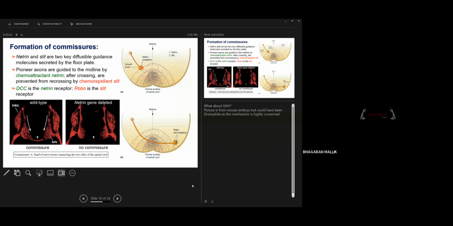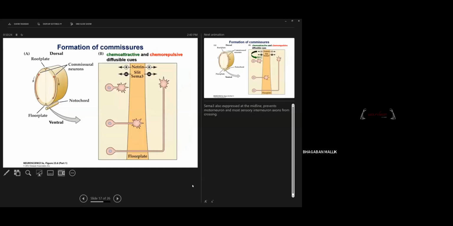So the positive signal, the netrin-DCC interaction or the Slit-Robo interaction, is essential for formation of this commissure, the joining of these two halves of the spinal cord. So either it is negative or positive, you require this kind of diffusible chemoattractant or chemorepellent for formation of the commissure, and this happens because of the axon guidance. Because the axon is guided depending upon the signals, either the Slit signal for the Robo or the netrin signal for the DCC receptor. Okay, that is what is shown here.